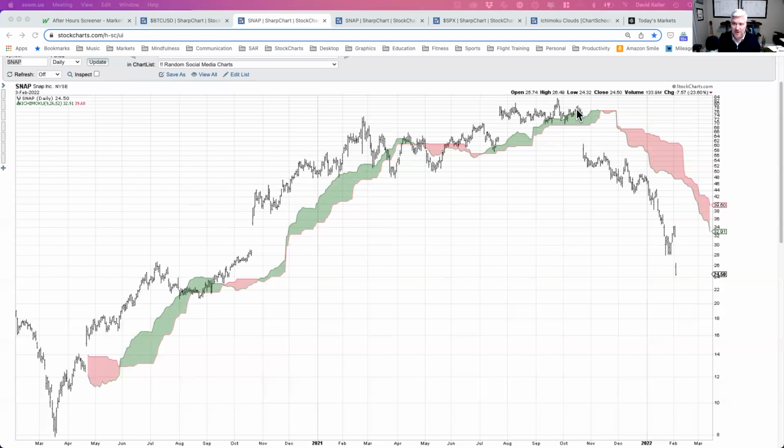Gapping below the cloud and getting through that lower boundary of the cloud is a fairly negative pattern. So at this point, the trend is lower, and if you reach the cloud, you'd expect resistance as you hit the cloud. When you would break through the cloud to the upside, that would be a bullish transition.